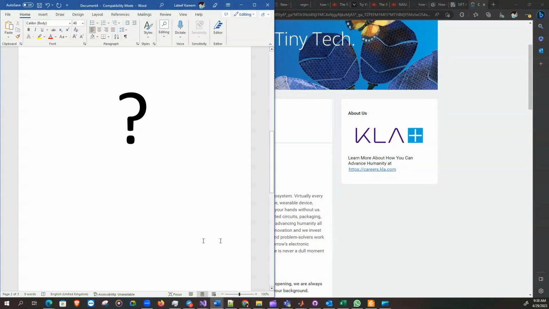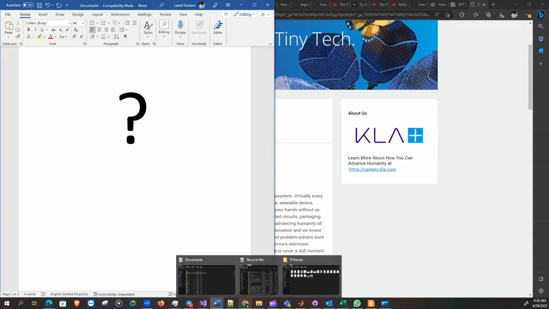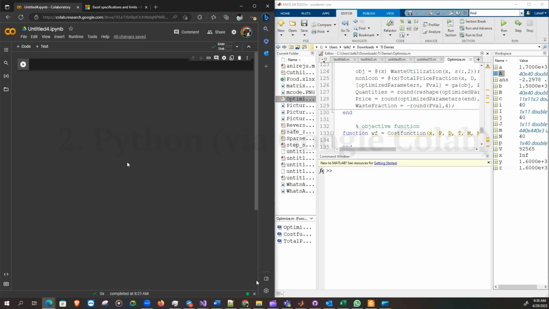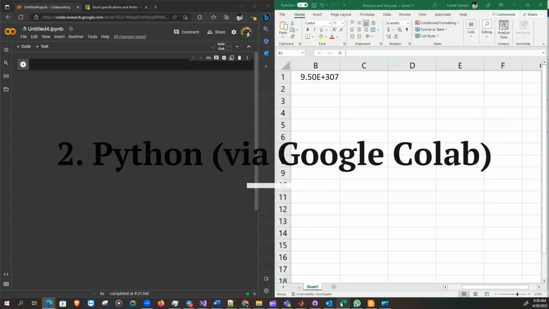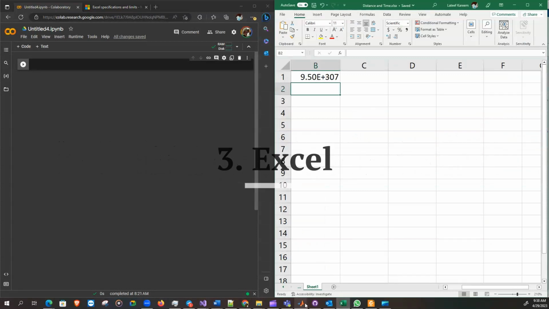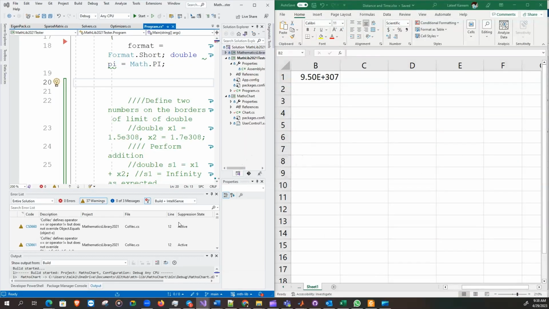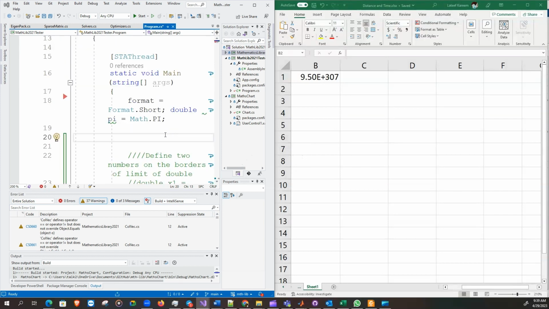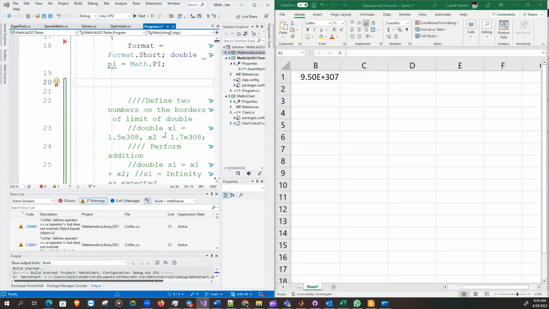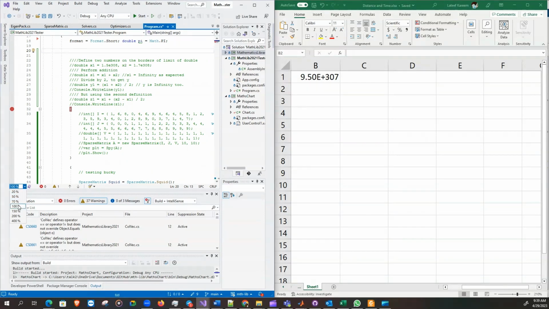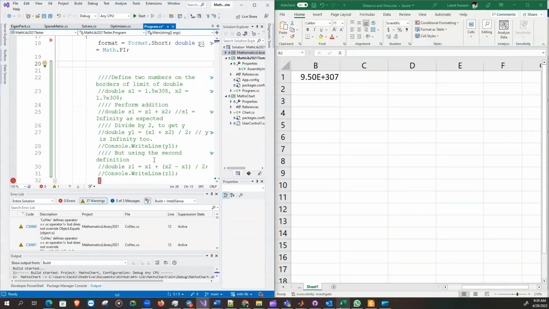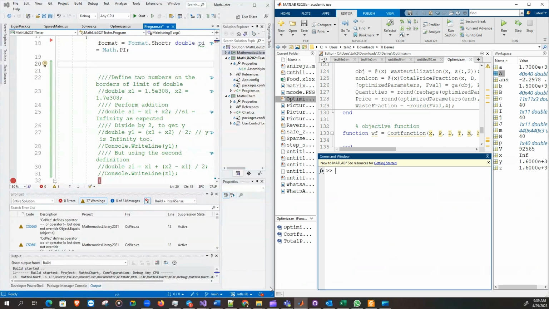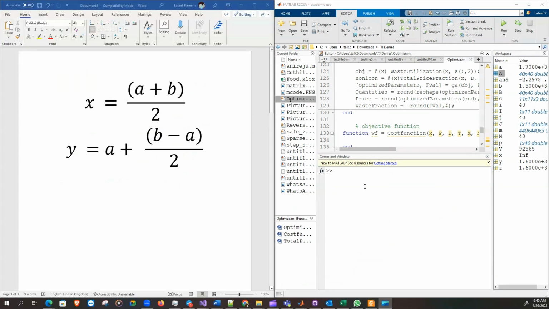To illustrate this difference, we are going to use 4 different programming platforms: 1. MATLAB. 2. Python via Google Colab. 3. Excel. 4. C#. The reason I have chosen to use these languages in this order is due to some adjustments they have made to their numbers and, in the case of C#, how the compiler interprets the instructions passed to it. For the most part, they are the same, but for some specific combinations of a and b, they are not.